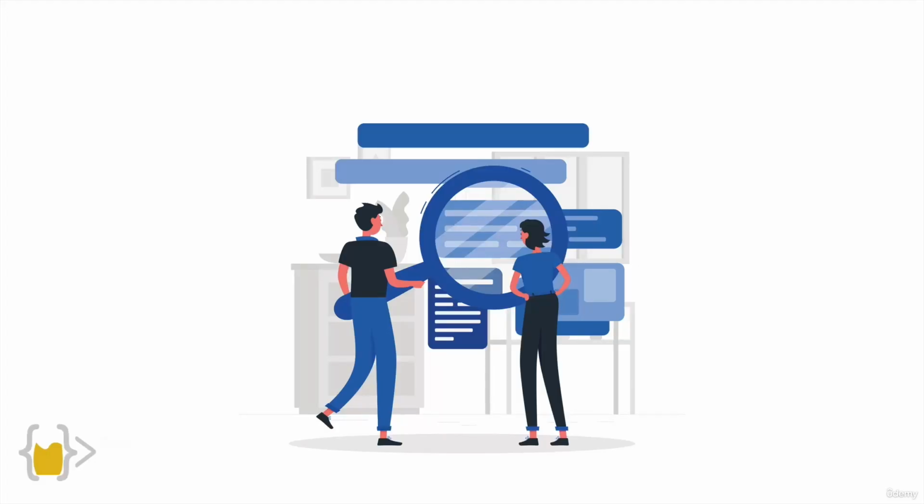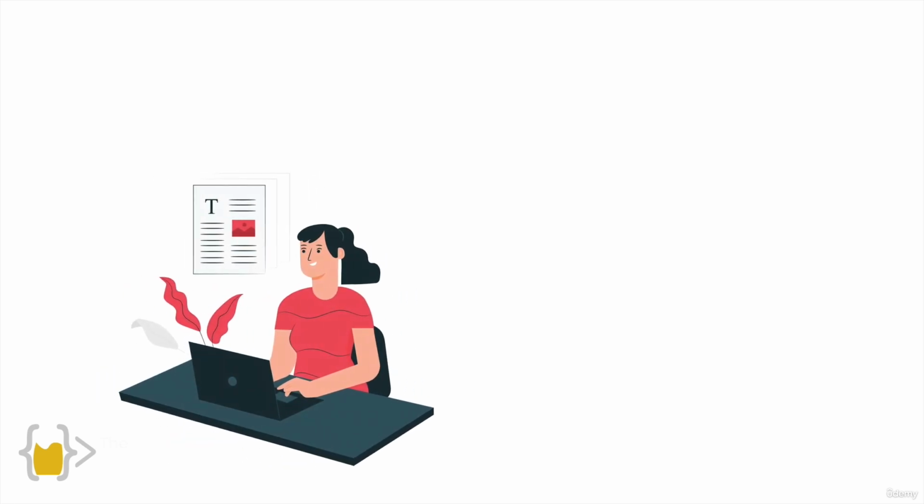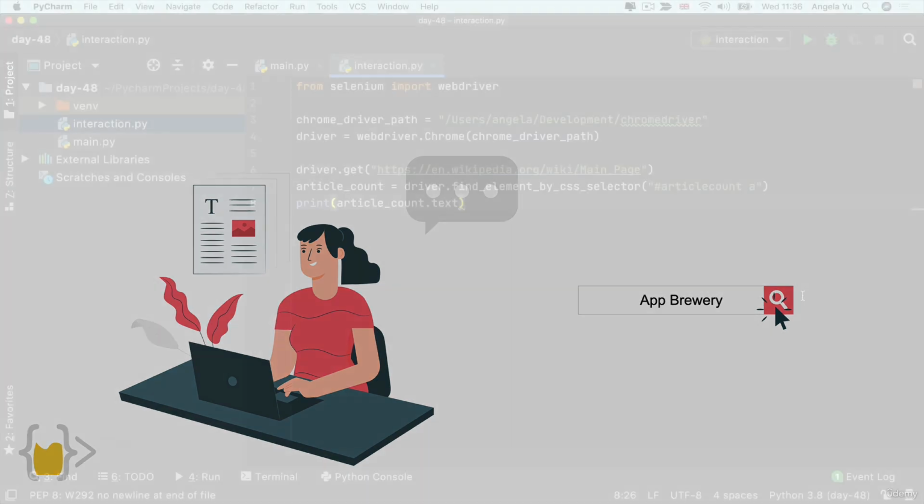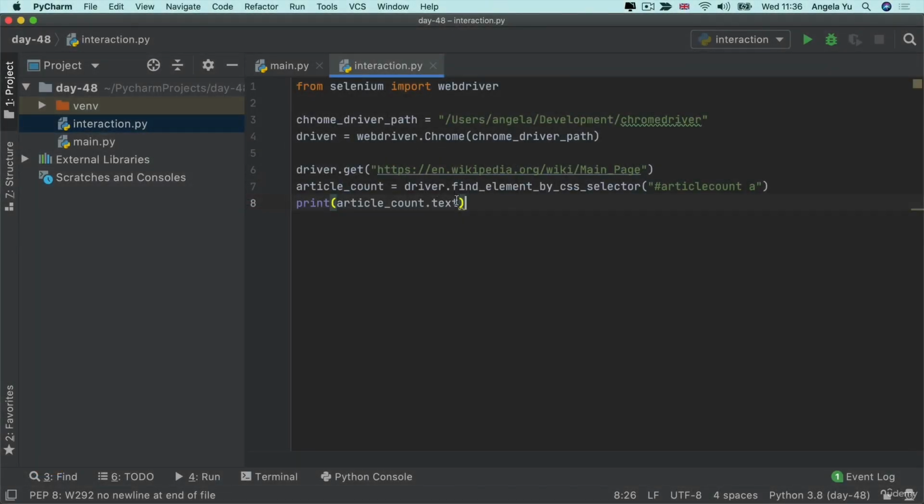In the last lesson, we looked at how we can find elements using Selenium on a web page. In this lesson, I want to focus more on how to interact with those elements that you found. For example, typing into an input field or clicking on a button. The first thing I want to show you is how to click on something.